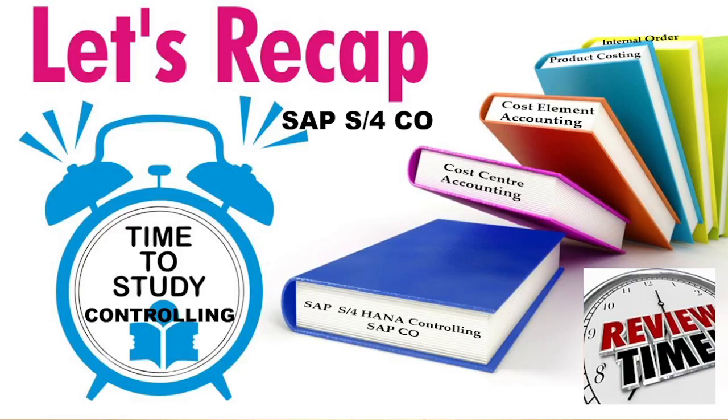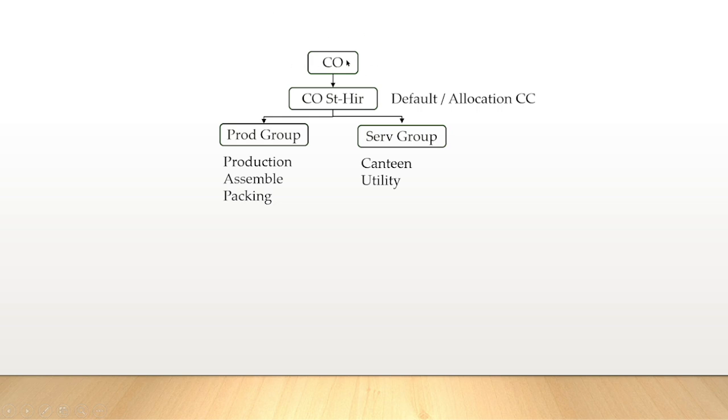Quick recap of what I demonstrated in the previous session, that is, from the creation of controlling area to primary and secondary cost allocations. Initially we created one controlling area. Under that controlling area we created one cost center standard hierarchy. Under the cost center standard hierarchy we created two cost center groups. Under the cost center groups we created cost centers.